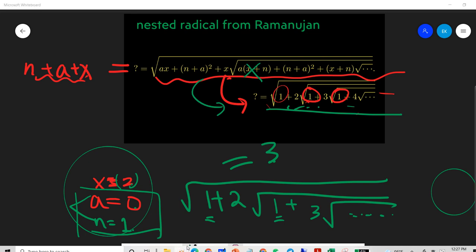So yeah, this is the second nested radical, and maybe we will have a third or fourth if there is some other interesting one.